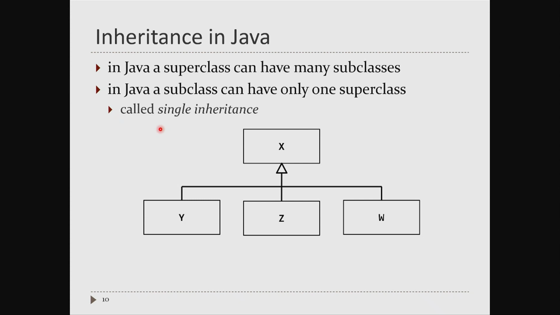Okay, so in Java, a superclass can have many subclasses. There's no limit on the number of subclasses that you can create from some other superclass. But the other way around, when you go back up the inheritance hierarchy, a subclass is only allowed to have one direct superclass. So the only direct superclass for y is x. The only direct superclass for z is x, and the only direct superclass for w is x. So Java provides what's called single inheritance, meaning that a class can only have one direct superclass.